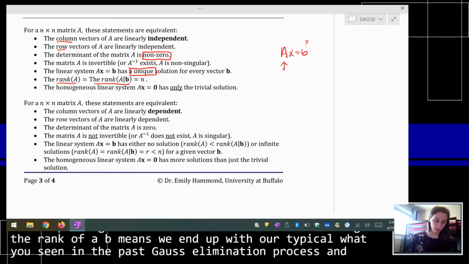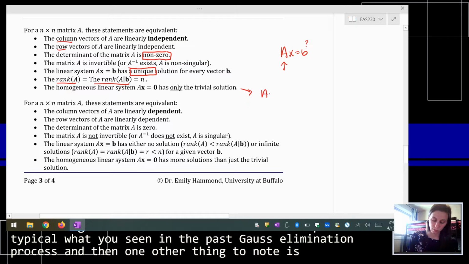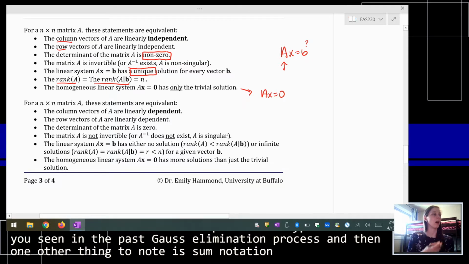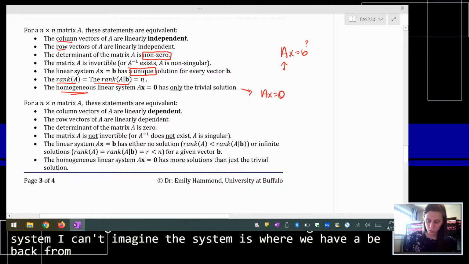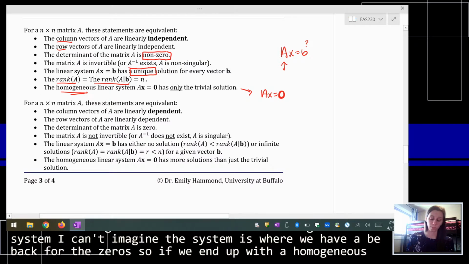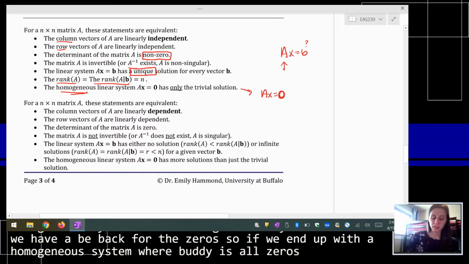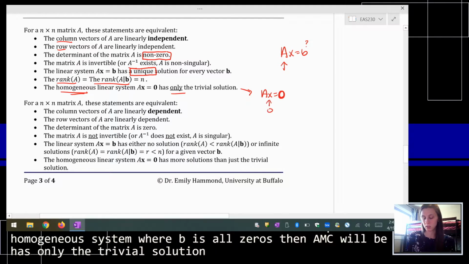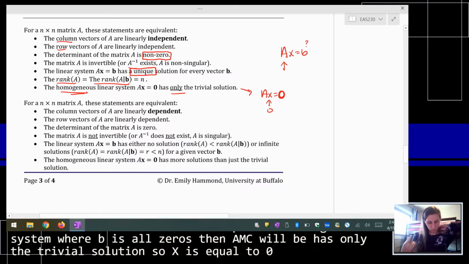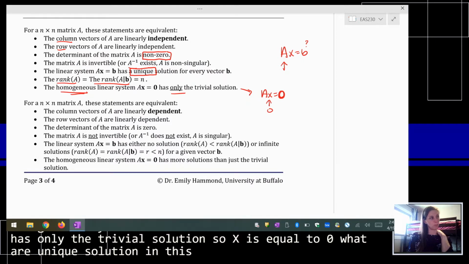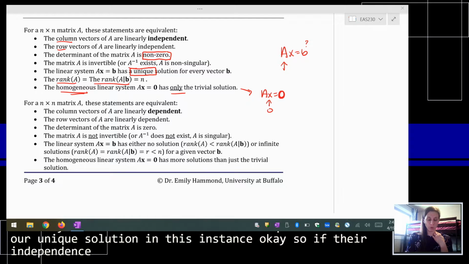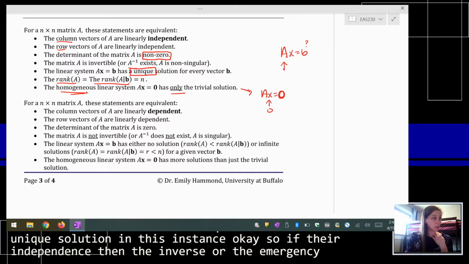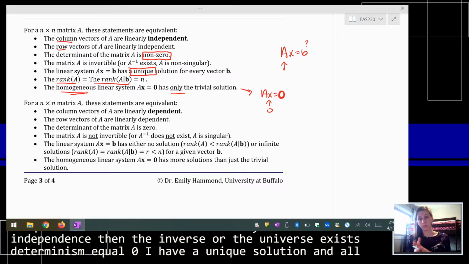And then one other thing to note is some notation. Homogeneous system, I can't remember if I mentioned this. A homogeneous system is where we have a b vector of zeros. So if we end up with a homogeneous system where b is all zeros, then Ax = b has only the trivial solution, so x is equal to 0. Okay, that's our unique solution in this instance. So if they're independent, then the inverse exists, the determinant isn't equal to 0, I have a unique solution, and all of my normal stuff that I've seen in the past.